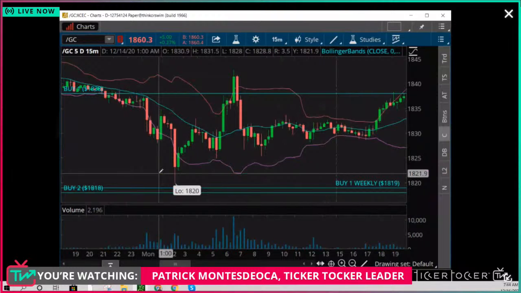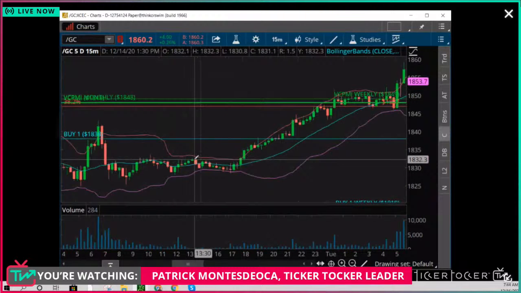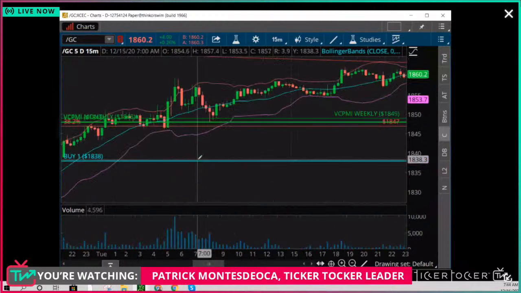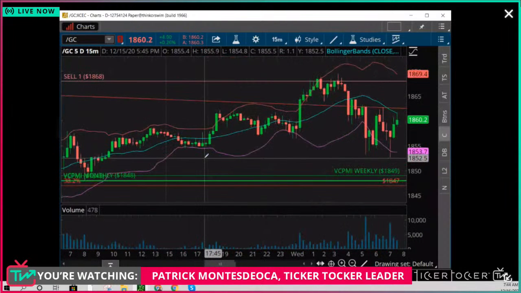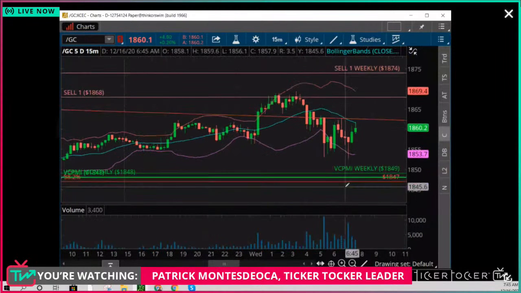And this is where we are. So let's watch the market here. Let it trade a little bit here, and I'll continue to update you.